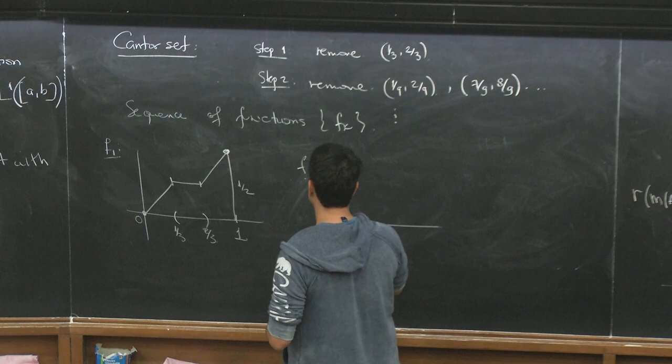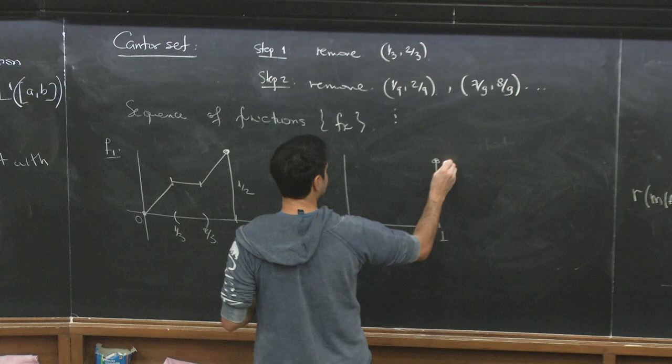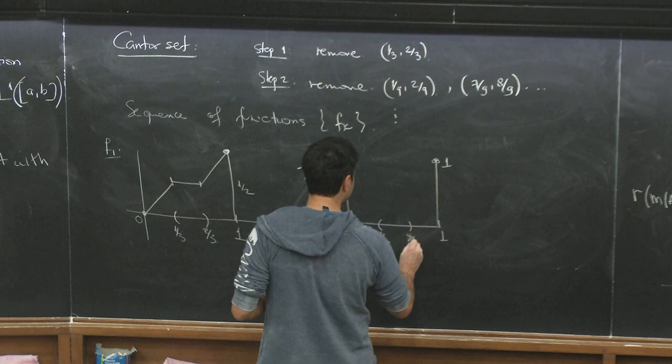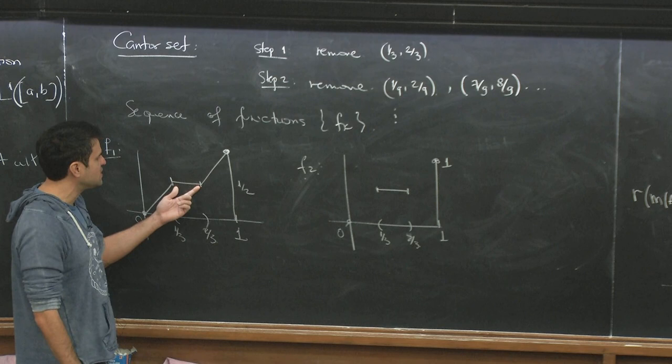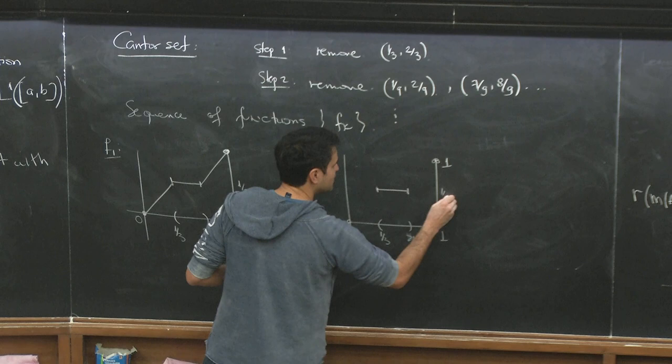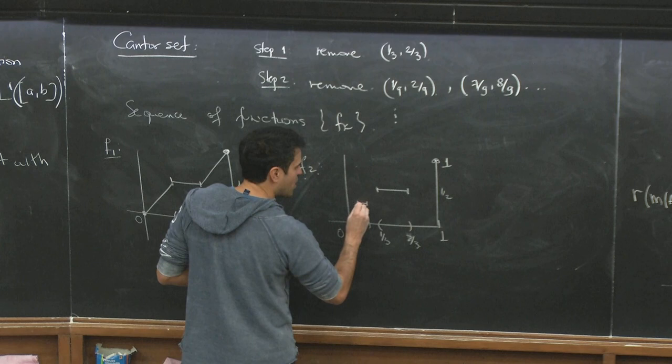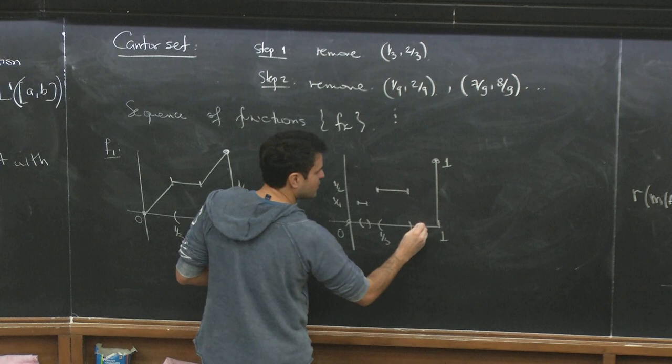Now f2, you're going to do the same, 0, 1. This is 0. You already put 1/3, 2/3 here. This was a half. So in these open intervals that you are removing from the Cantor set, once you define your function, it's never going to change anymore. So it's going to be a half here forever. But then in the other two intervals, this here is going to be 1/4, 1/2, and in the other one, it's going to be now 3/4.